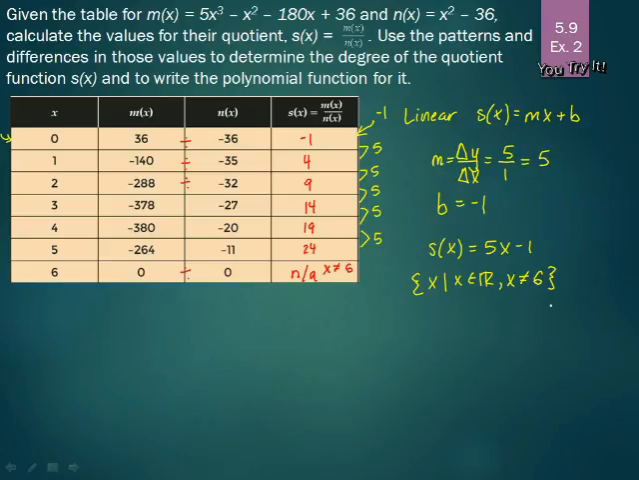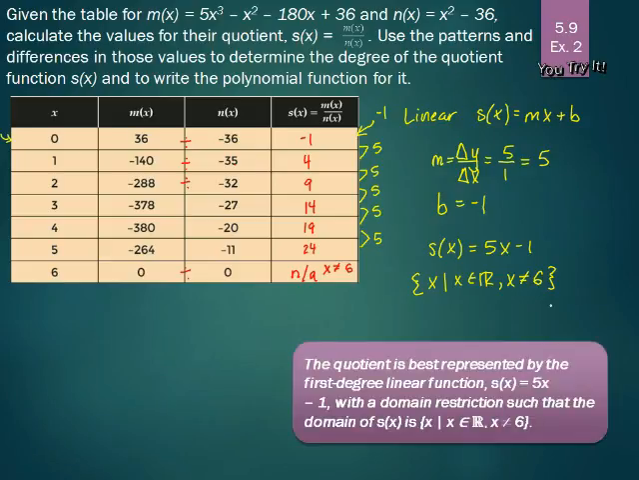So here's our final answer. The quotient is best represented by the first degree linear function s of x equals 5x minus 1 with a domain restriction such that the domain of s of x is the set of x's such that x is in the real number set and x is not equal to 6.